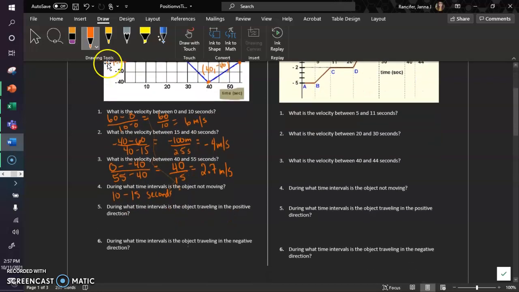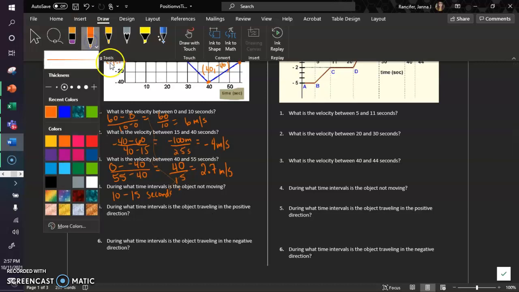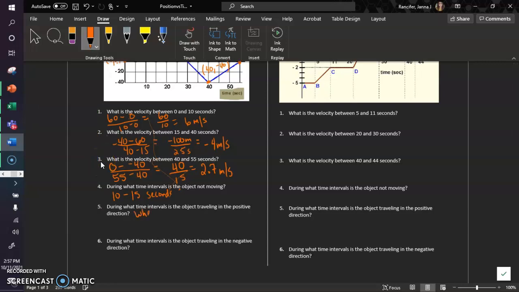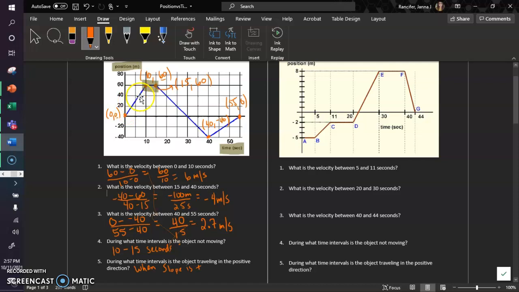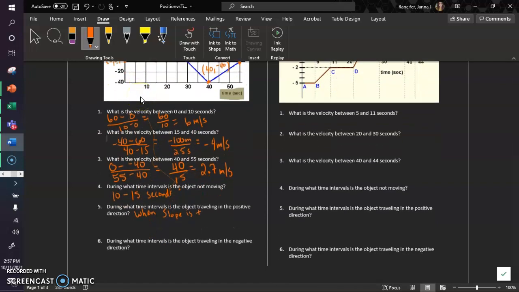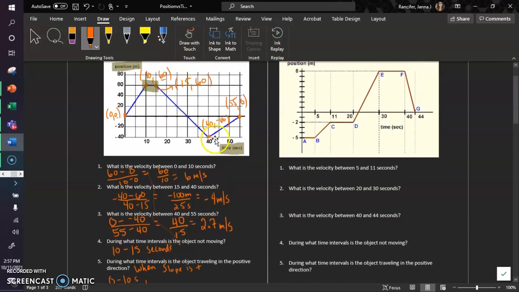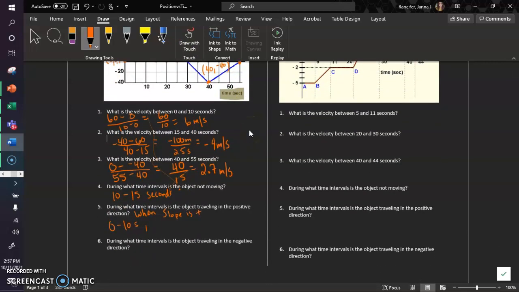And then during which time intervals is the object traveling in the positive direction? When slope is positive, the object is going in the positive direction, or at least heading towards the positive direction. When slope is positive. So that is between two places, between 0 and 10 seconds, and 40 to 55 seconds.